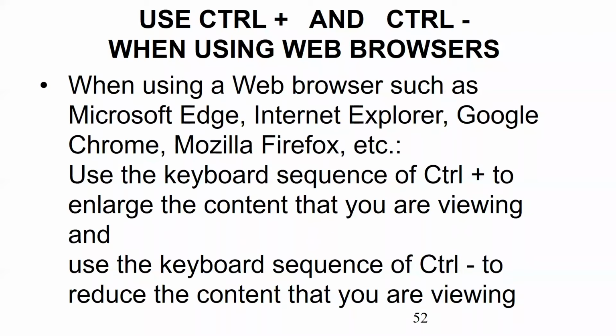If you hold the Control and then you press the minus, which is above the equals, I believe. No, it's the other way around. Plus is above the equals. And then press minus, it'll make things smaller. That way, you can make things easier to see.